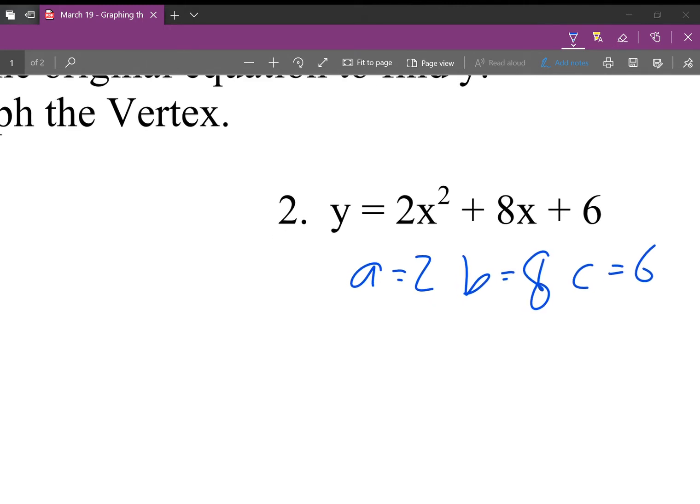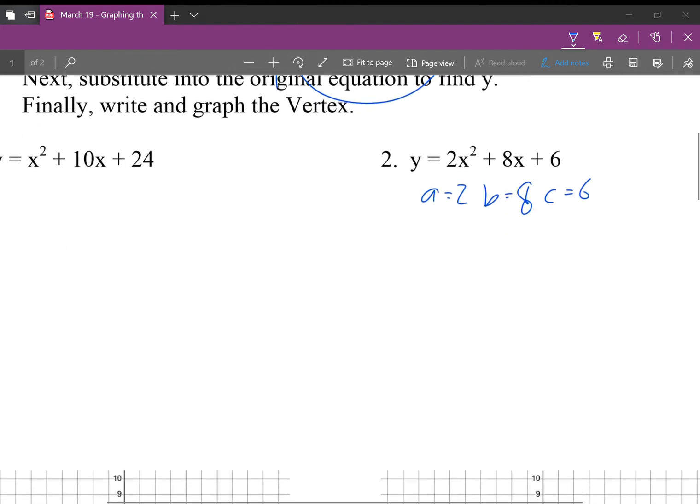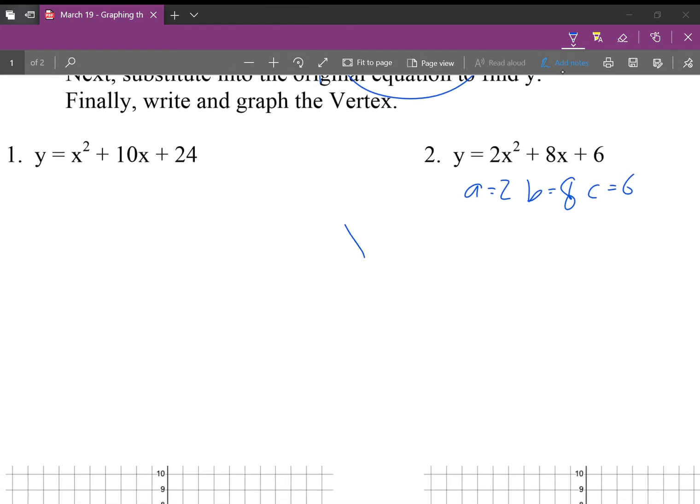We're still using the formula for the axis of symmetry, and I did still give it to you here. At this point, you should maybe have it memorized, but it's on this worksheet for you. So we're going to plug in x equals negative b over 2a. Well, b is 8, so it's negative 8 over 2a. So a is 2, so 2 times 2. This simplifies to negative 8 over 4, and that just becomes negative 2.